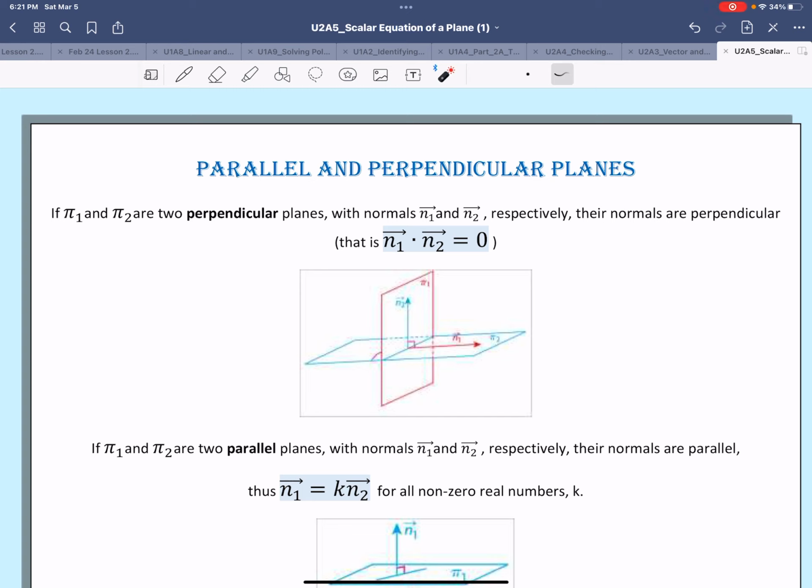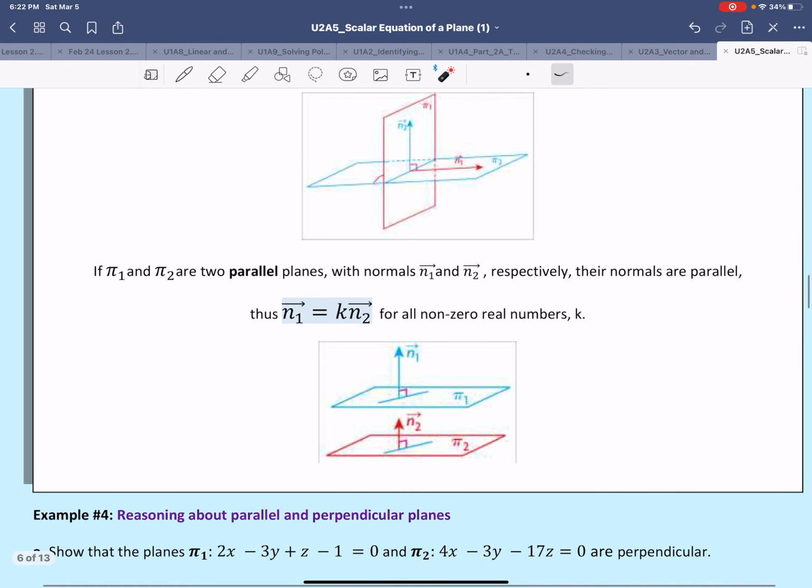We're going to say that two planes, pi 1 and pi 2, are perpendicular to each other if their normals make a 90-degree angle. If two normals make a 90-degree angle, it means that their dot product must equal 0. Similarly, we're going to say that two planes, pi 1 and pi 2, are parallel to each other if their normals are parallel to each other.